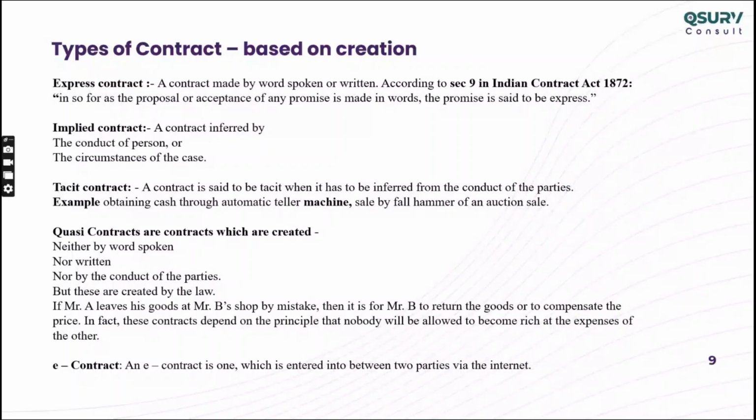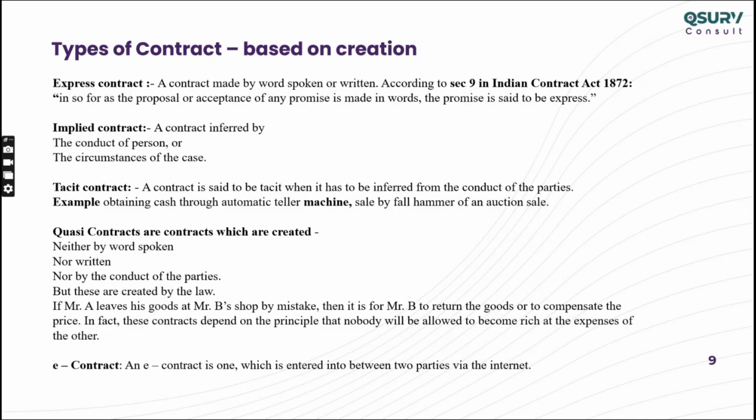Next is implied contract, that means a contract inferred by the conduct of a person or circumstances. Express contract, I'm sure you understood. Everything is expressly stated. You write the terms of the contract, the definitions, the responsibilities, the payment terms, you prepare the BOQ, everything is expressly stated, and you can physically see those items. Those are called express contract.